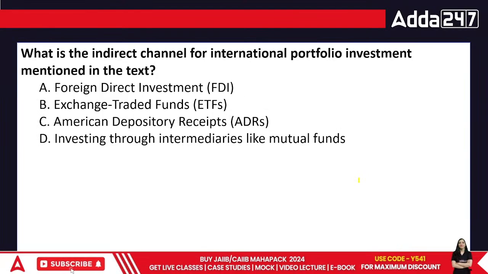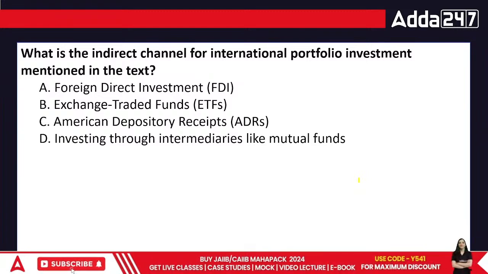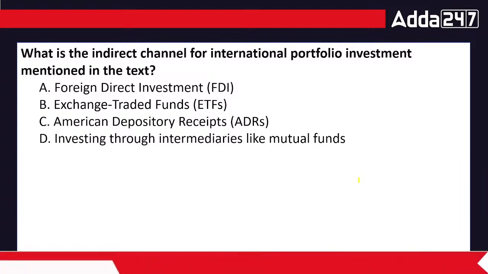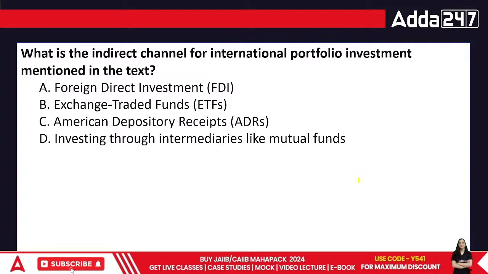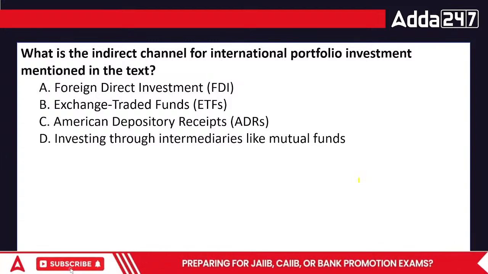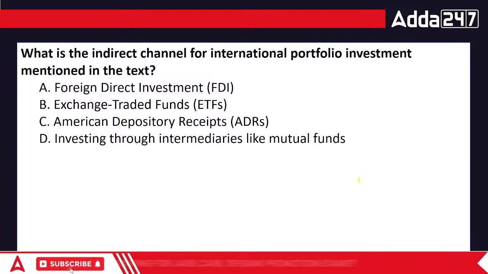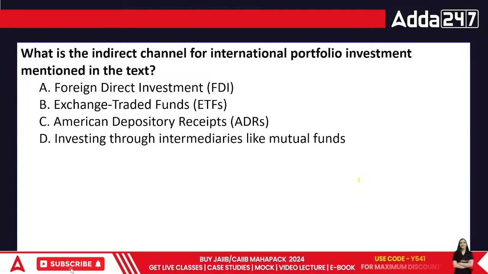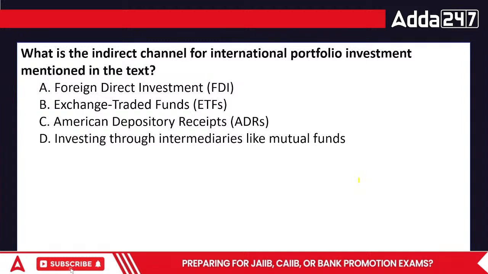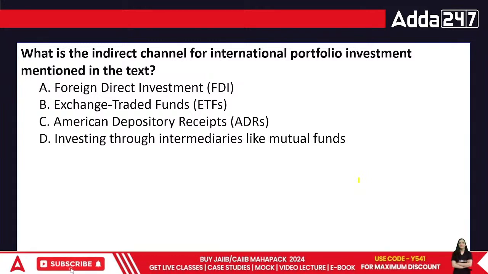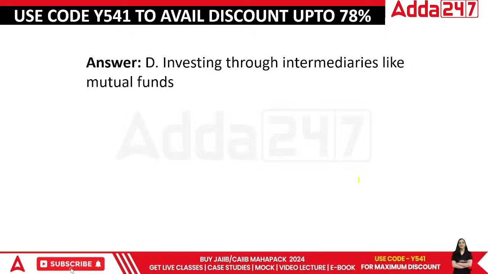Now let's move on. What is the indirect channel for international portfolio investment? One is the direct one, where they directly come into India. What do you mean by the indirect, everyone? FDI, ETF, ADR, or investment through intermediaries? Which is the indirect channel? Direct channel means FDI, they're putting the money directly. In this case, the correct answer is investing through intermediaries. That part is definitely indirect in nature.